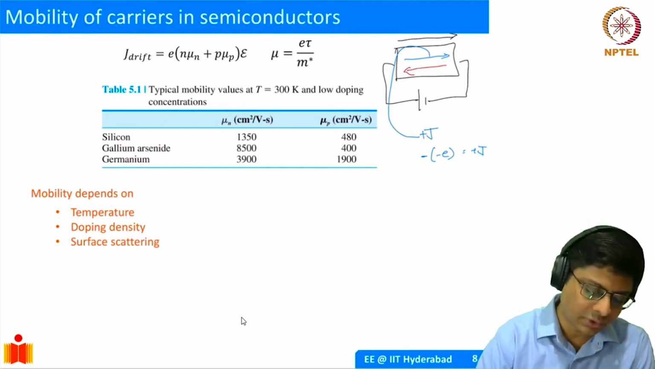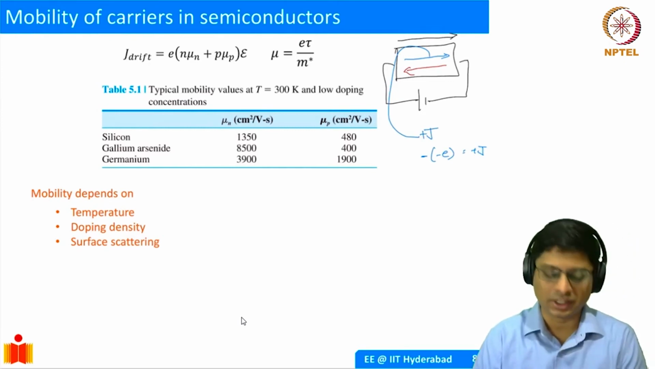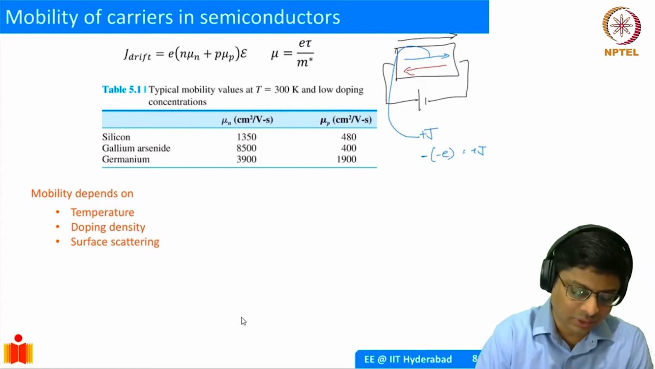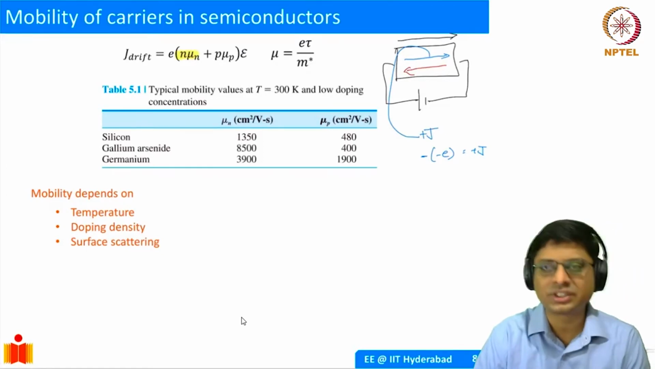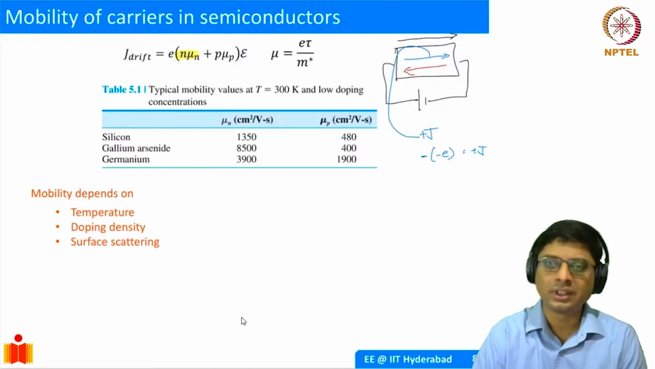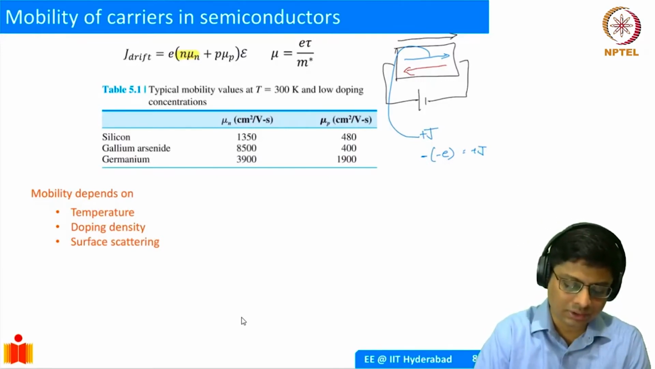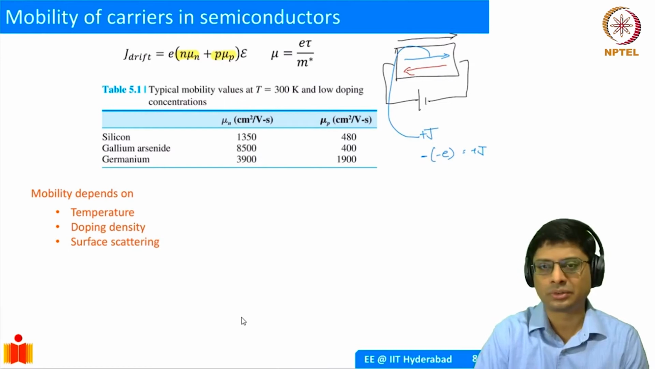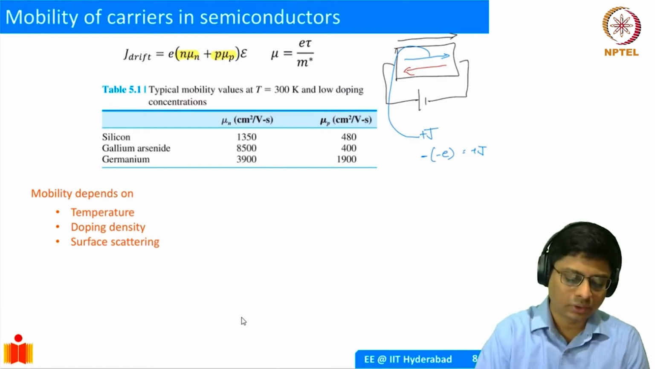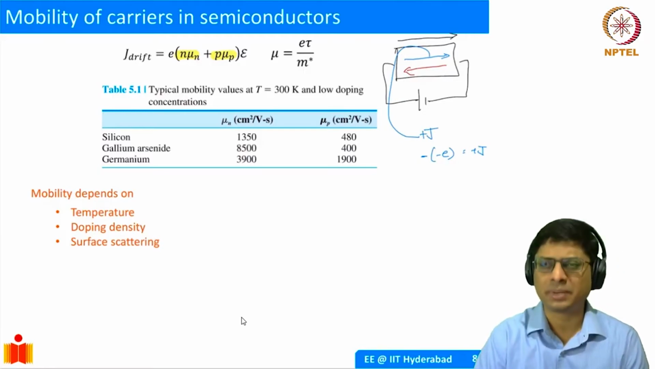So now, because of that, we could generalize the expression for J drift. I'll take the charge of the electron out, and so you have the electron charge times the electron density times the mobility of electrons plus the hole density times the mobility of holes, times the electric field. And this mobility is going to be material dependent. Okay, and there are a lot of other dependencies as well.